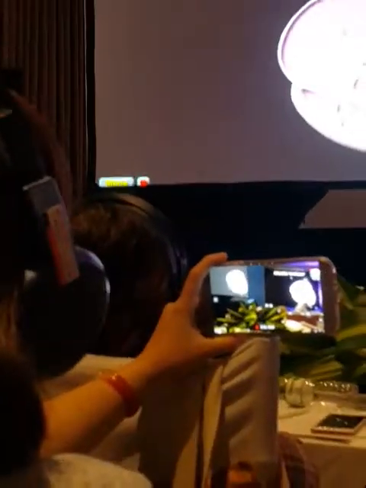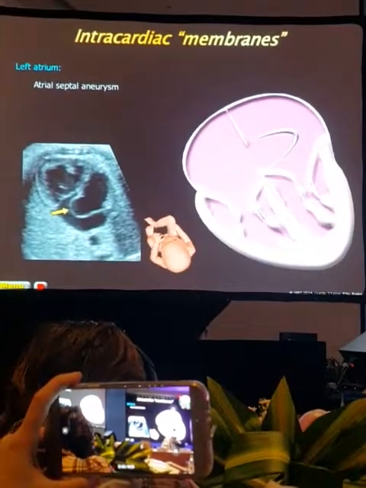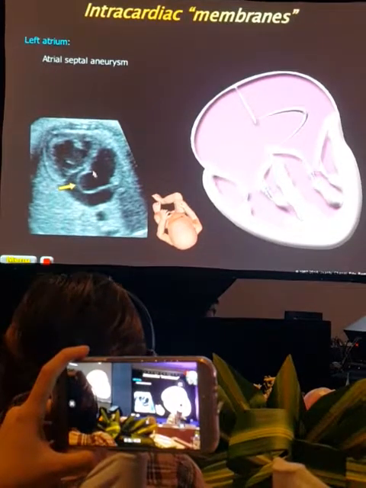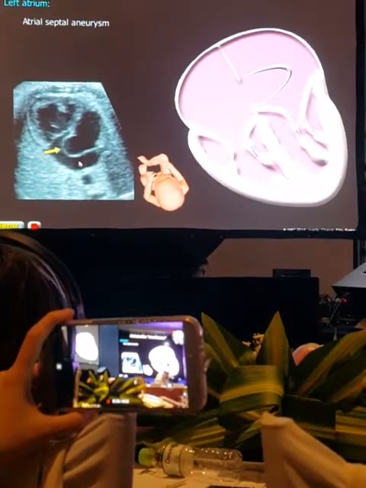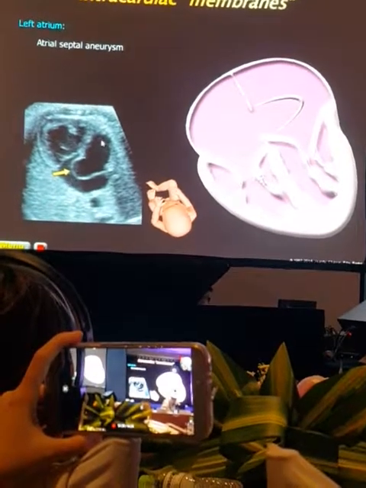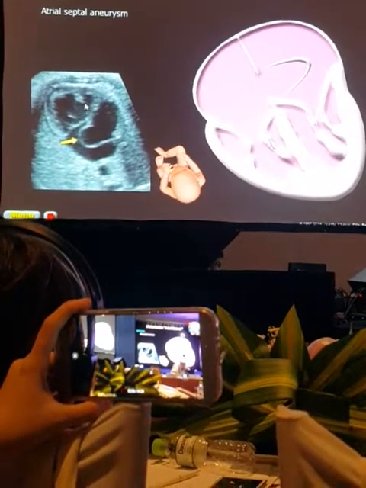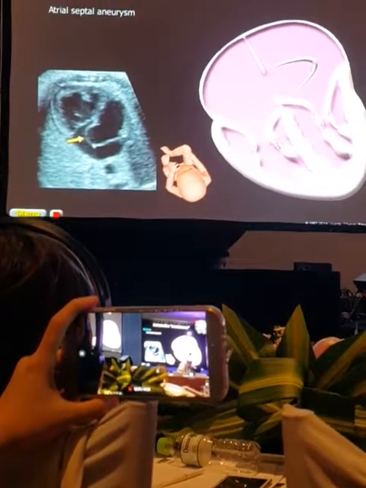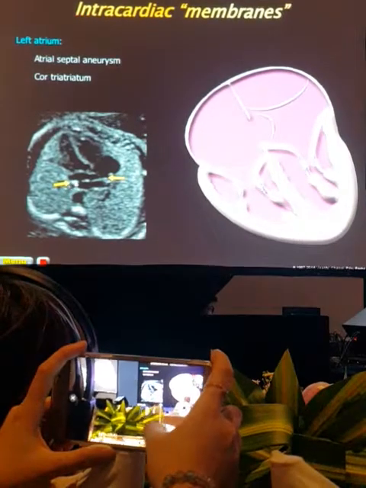There's a few intracardiac membranes that you have to be aware of. One is a large foramen ovale flap that is called an atrial septal aneurysm. You see the foramen ovale flap is much larger than normal, and it goes at least halfway through the left atrium. You see this baby also has a ventricular septal defect and a hypoplastic right ventricle. So atrial septal aneurysm.